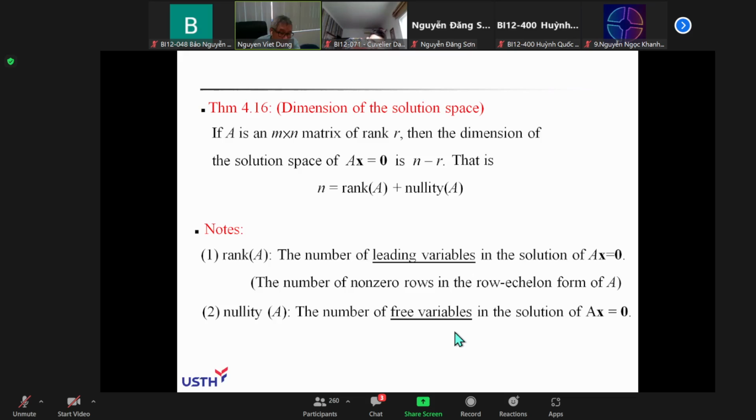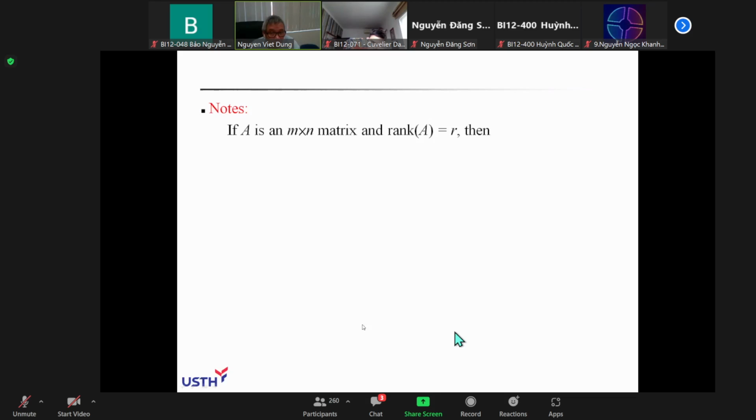I will not use that here in our course, but here is one observation. Now, suppose that A is an M by N matrix, and suppose that A has rank a. Then we have four fundamental subspaces, and together with that, we have four dimensions. The four dimensions are given as follows.